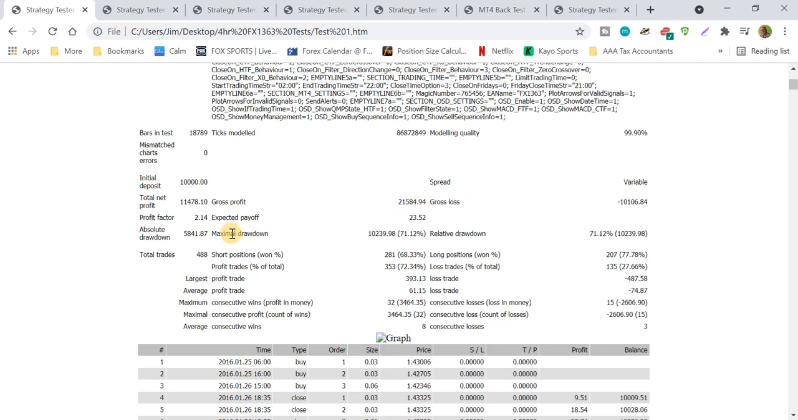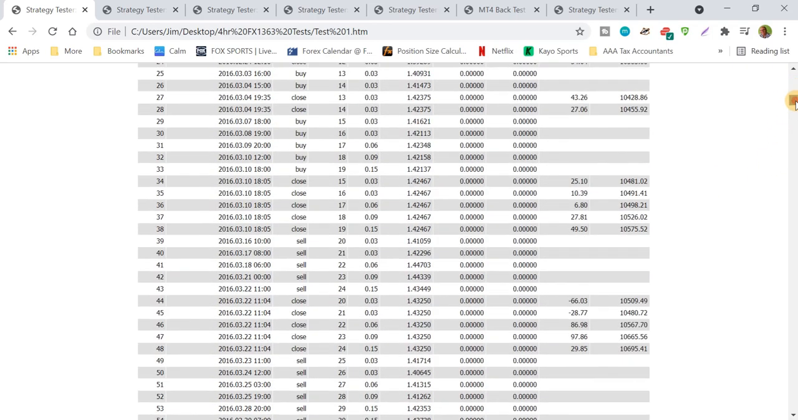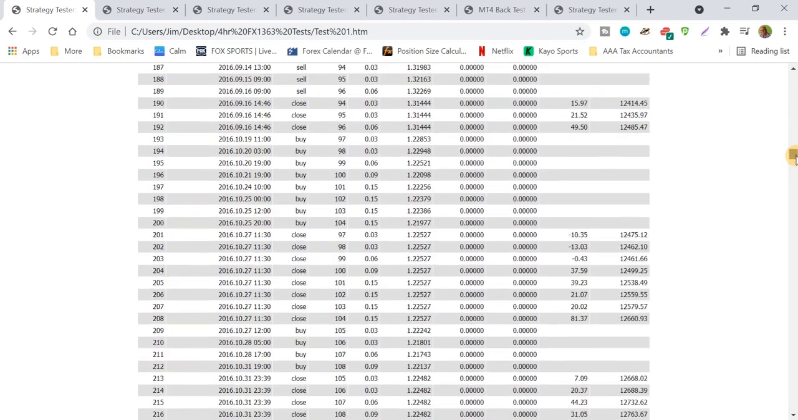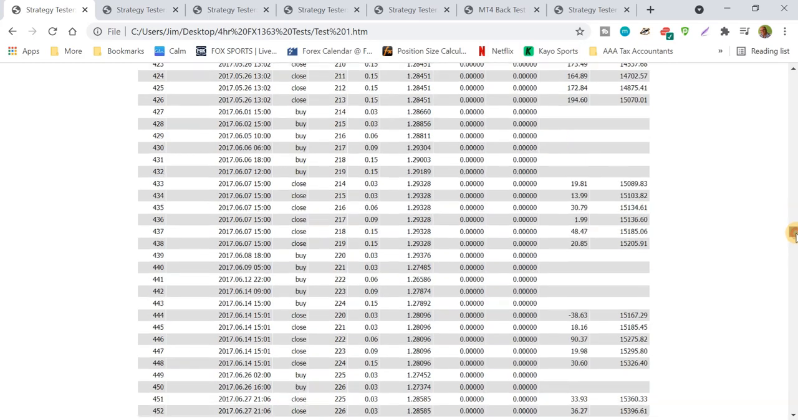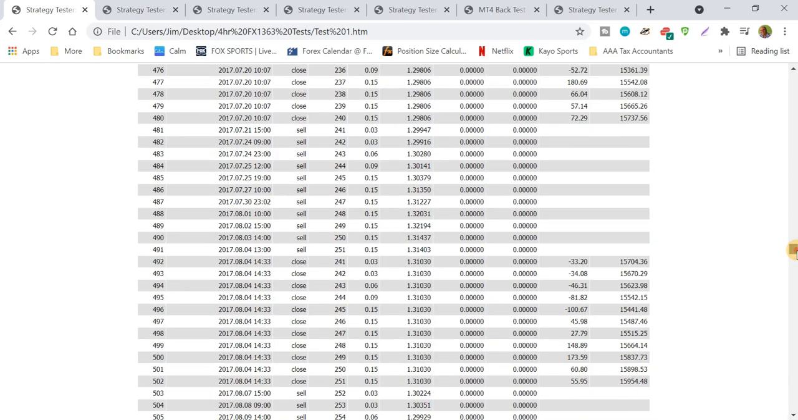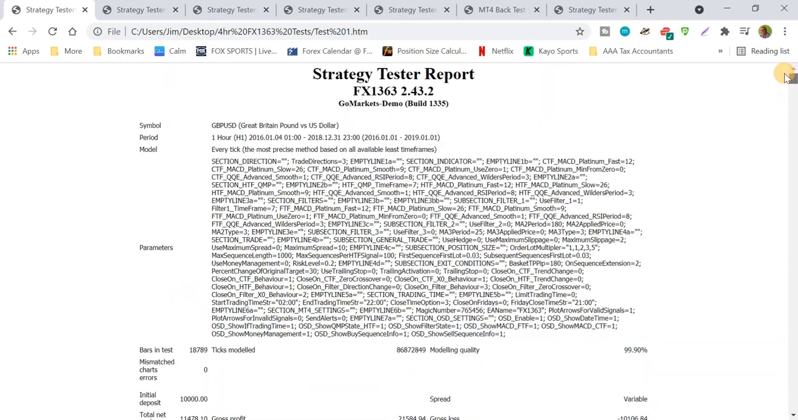Expected payoff 23.52, which is great. Profit factor 2.14. Modeling quality 99.9%. I'm just looking for the number of trades. It's 488. There's no graph in here, but it's the same as all my results. So that's the pound USD 1 hour chart, exactly the same as I just showed you on the Euro Swiss.